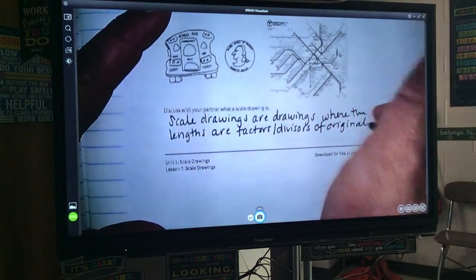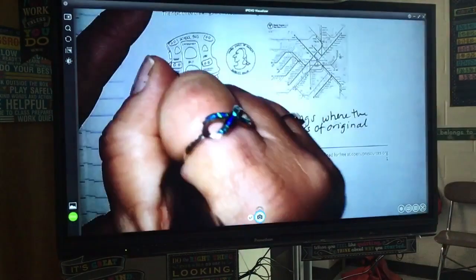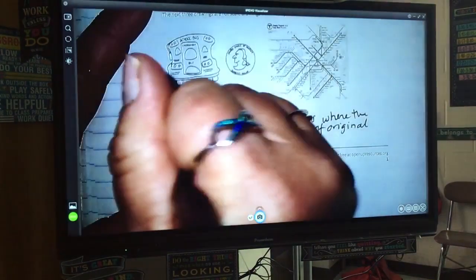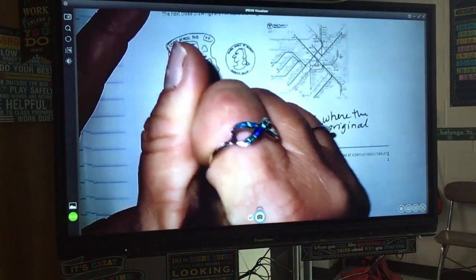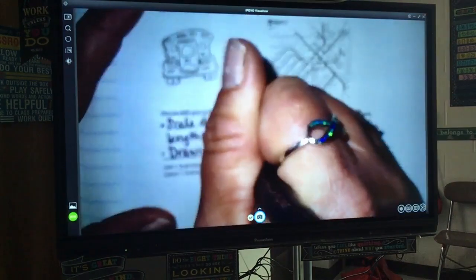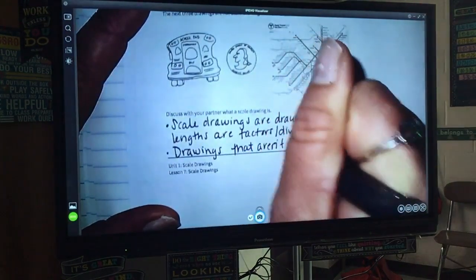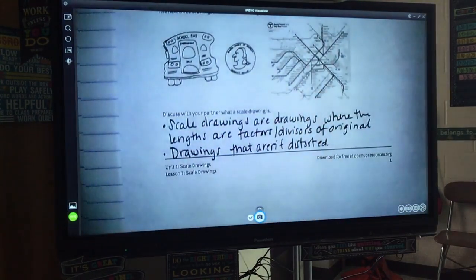All right, who else wants to add? What else did you guys come up with? Jack? Just doing what Cooper said, but they're drawings that aren't distorted. All right, what else? What else do we want to add?